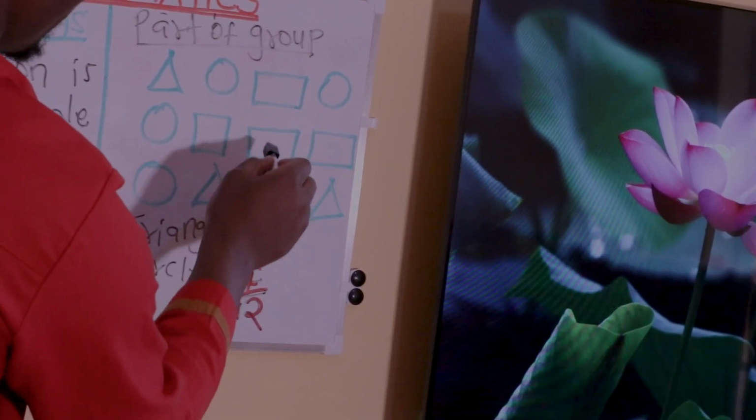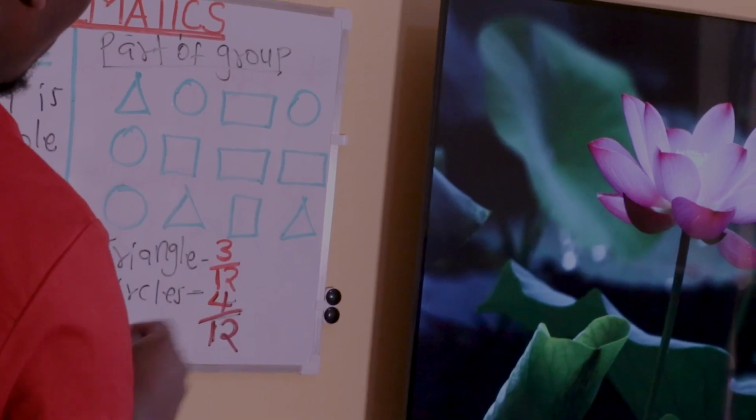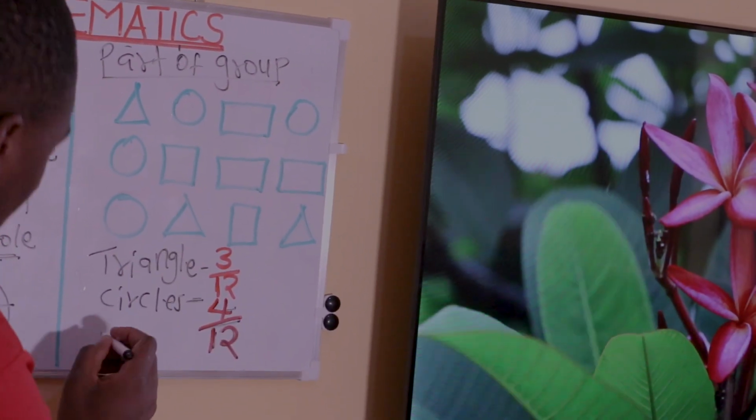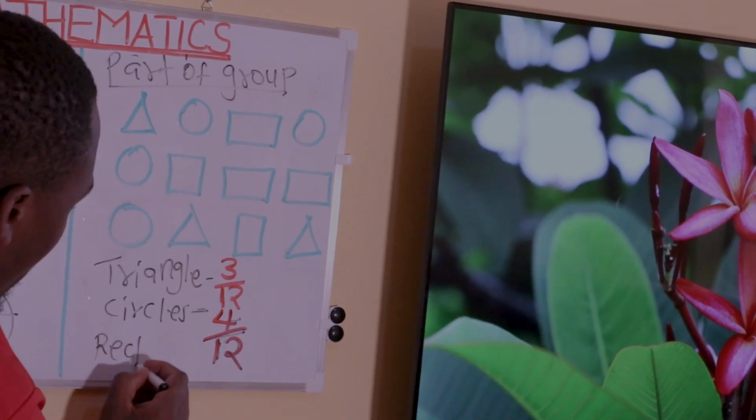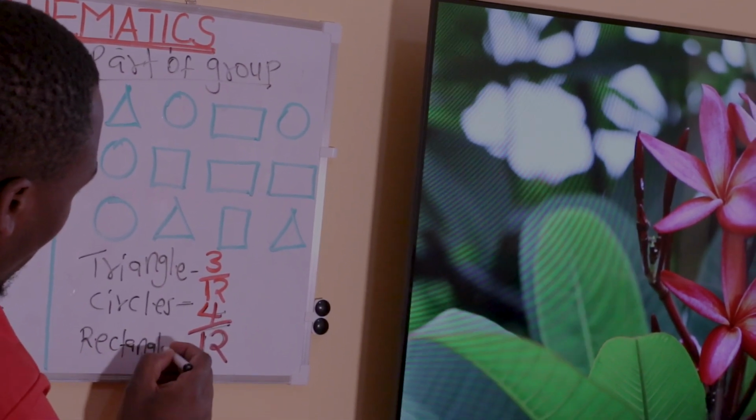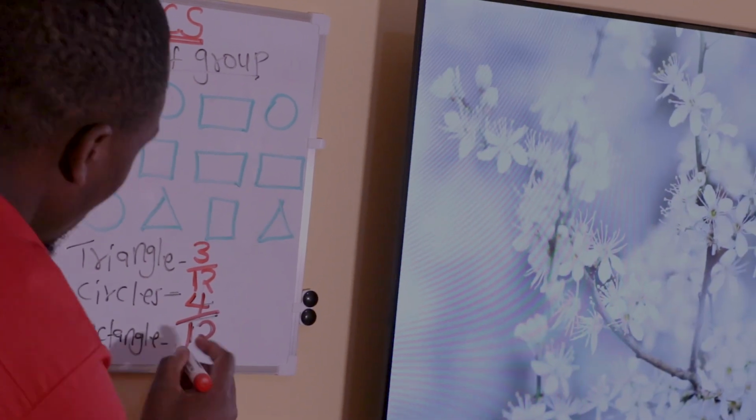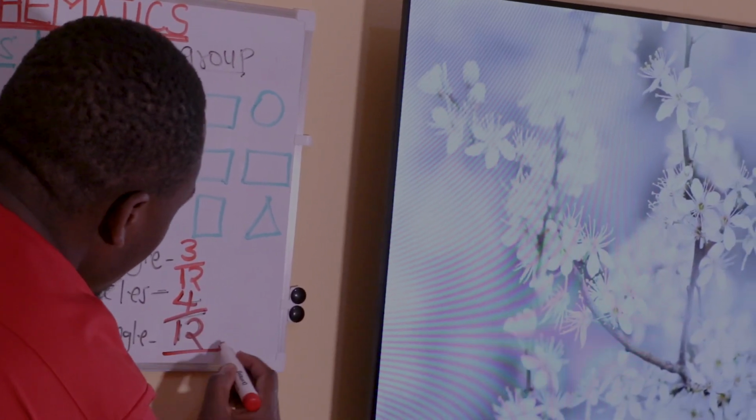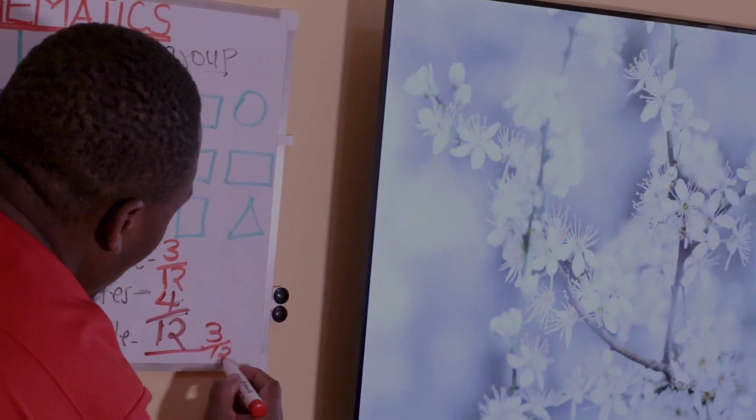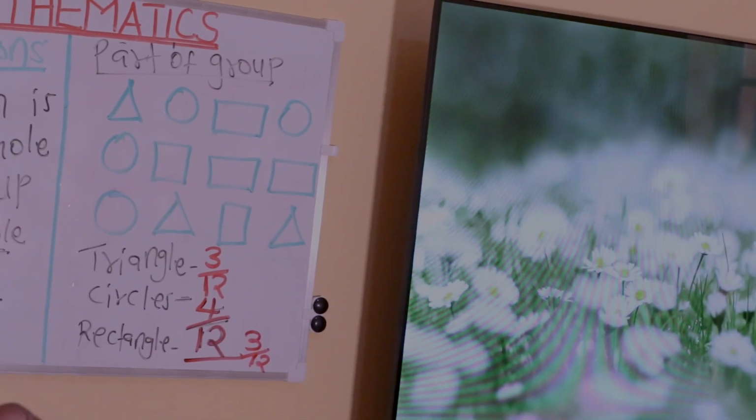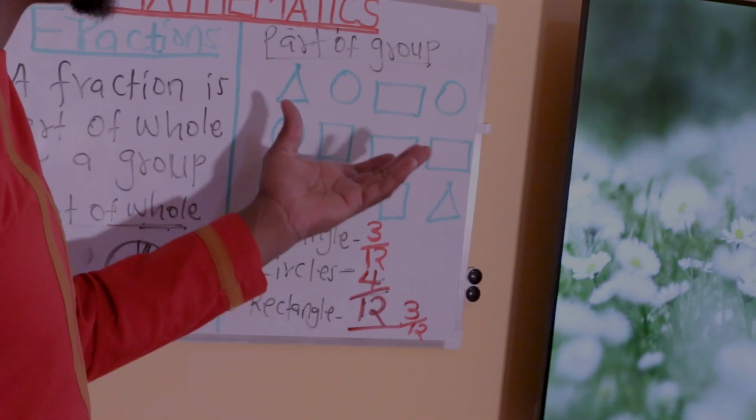You can try that with other shapes. The remaining one is the rectangle. How many rectangles do we have? 1, 2, 3. We have 3 rectangles out of 12. That is it on fraction as part of a group.